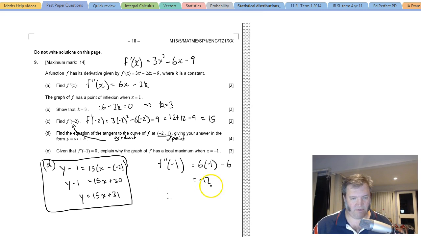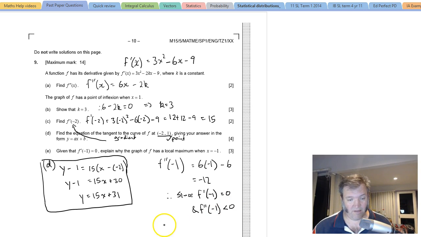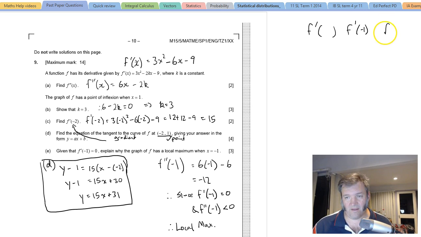Therefore, since f dash of negative 1 equals 0, and the second derivative at negative 1 is less than 0, it's negative, that means we have a local maximum. Of course, you could have just done this using the first derivative test as well. Here we've got f dash of a number less than negative 1, here's f dash of negative 1, and f dash of a number bigger than negative 1. So it's really just like a little sign diagram.